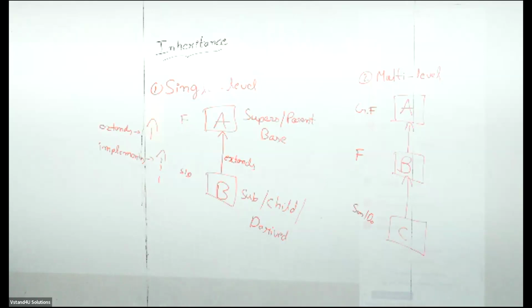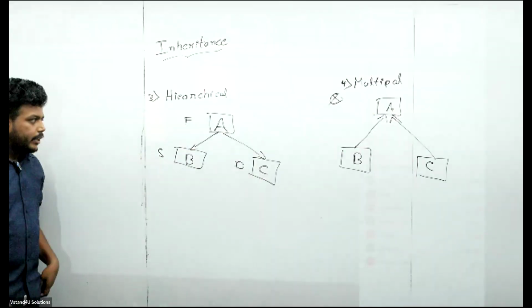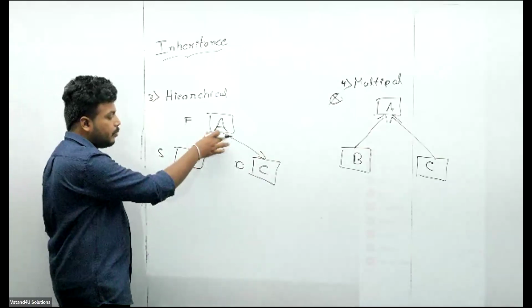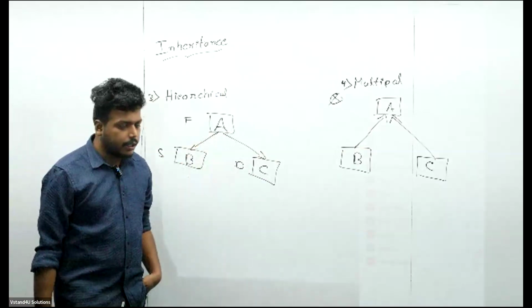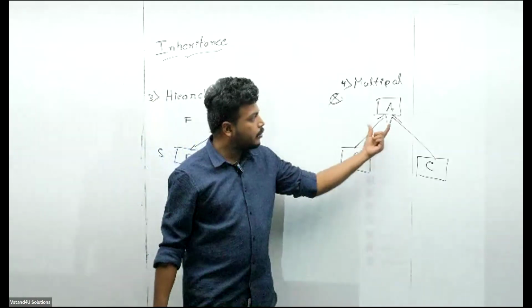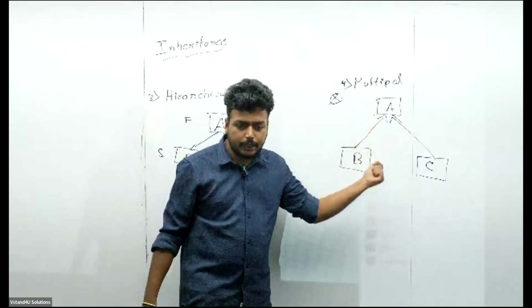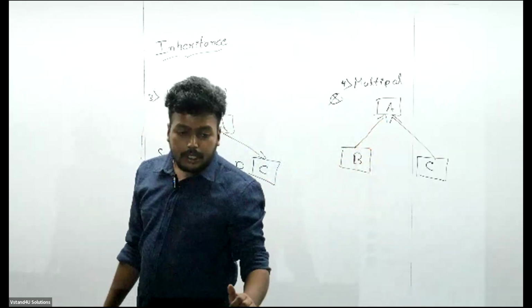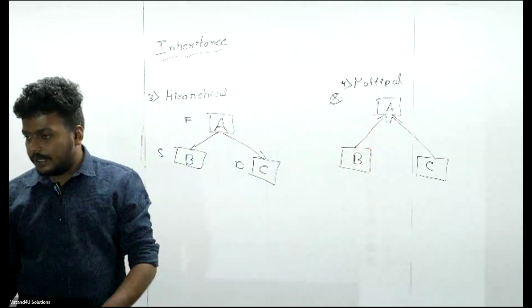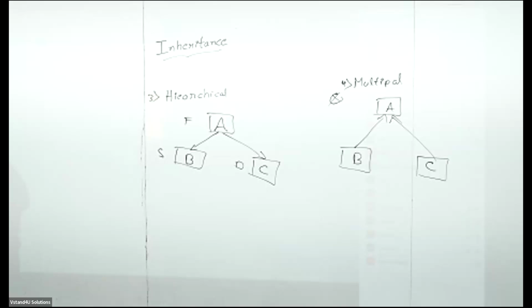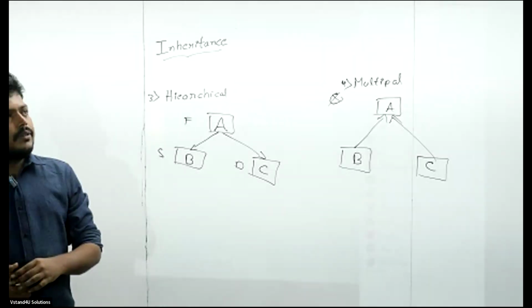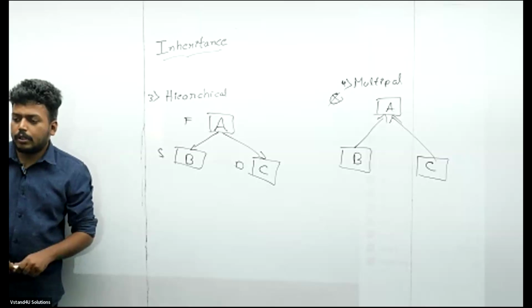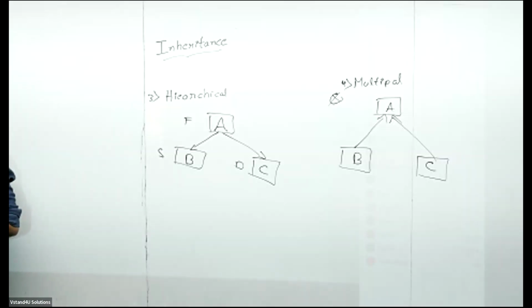For hierarchical inheritance, one superclass has two subclasses. For one subclass having two superclasses, it is called multiple inheritance, and it is not possible in Java using classes. Using interfaces it is possible. When I teach the interface part, I will teach you how to do multiple inheritance using interfaces.